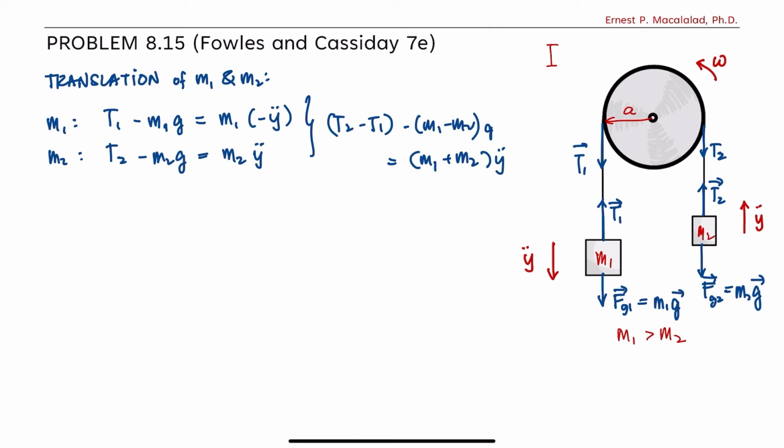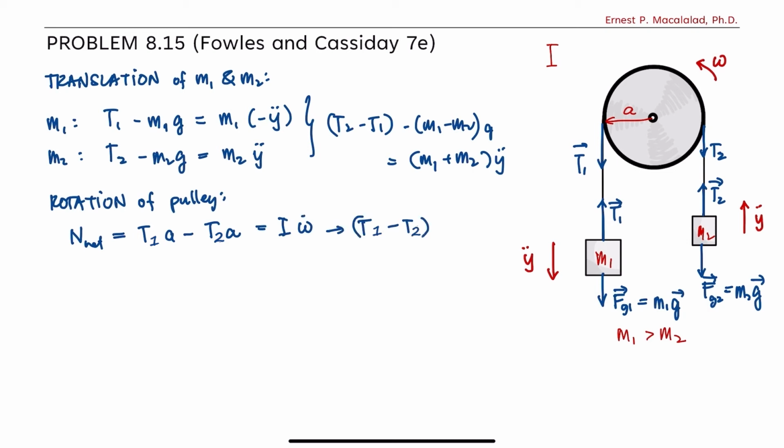What I did here is subtract this equation from this equation, so that's why it's T2 minus T1. Now considering the rotation of the pulley, the net torque acting on the pulley is T1 a minus T2 a, and this is equal to I omega dot. This can be rewritten as (T1 minus T2) times a equals I y double dot over a. Here we take note that y double dot is equal to a omega dot.